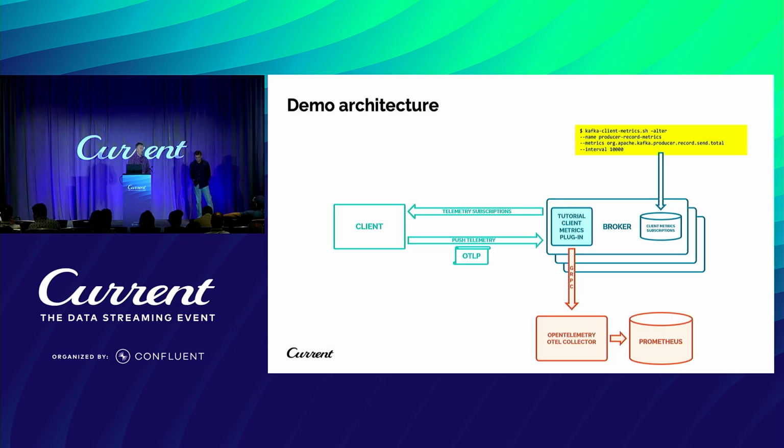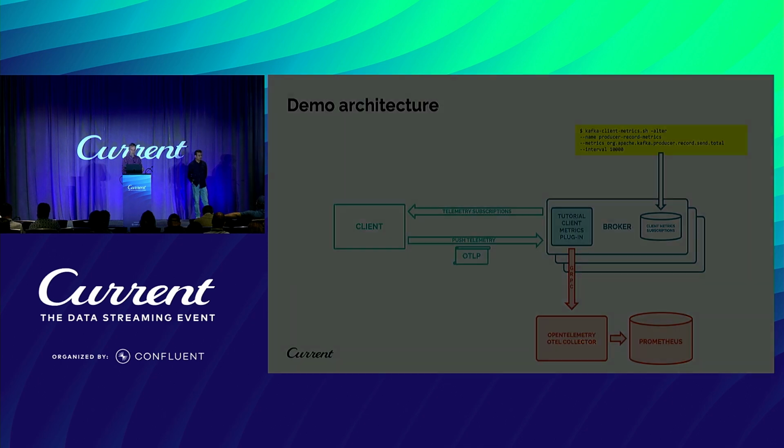So let's just recap how that worked. Exactly the same as we were talking about before, except the blue tutorial client metrics plugin, that's the plugin which Paul showed you the source code for. And it sends data using gRPC to this thing called the OpenTelemetry OTel collector. So this is a standard component that understands OTel, and it knows how to send data into Prometheus. Prometheus then has a UI, and we looked at the metrics in the UI. So this would be a fairly basic, open source way of doing KIP 714.